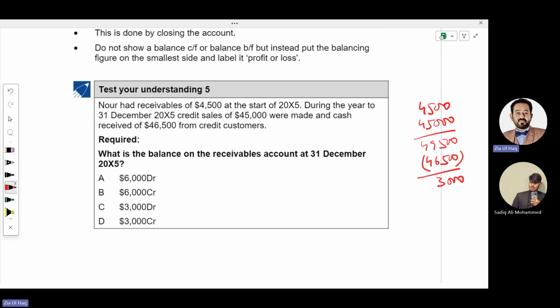Whether it is asset or liability. Receivable, asset or liability? Receivable means customer. Payable is liability. Receivable is asset, current assets. So it will be debit balance because this is asset, not liability. It's receivable.